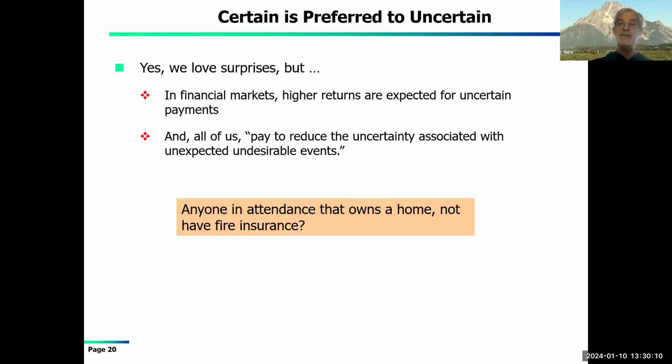Okay. In financial markets, higher returns are expected for uncertain payments. What that really means is you have to be compensated to take on more risk. Why take on more risk if you don't need to? So therefore, there has to be some compensation. And at the same time, you will pay to reduce the uncertainty associated with unexpected, undesirable events. And the classic example, which most homeowners have, assuming they can still get fire insurance in the state of California, is fire insurance. What is that about?